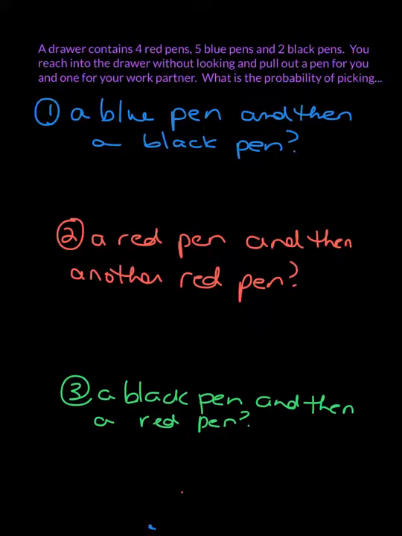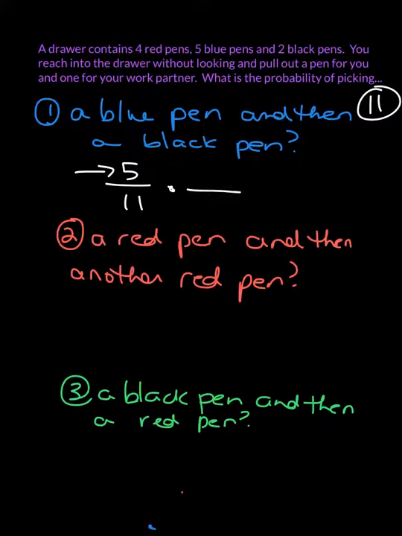There's 4 red, 5 blue, and 2 black. So that gives us a total of 11 pens. That's going to be important. Now, there are 5 blue pens. So our possible outcomes is 11, and there are 5 that are favorable. So we have 5/11 times.